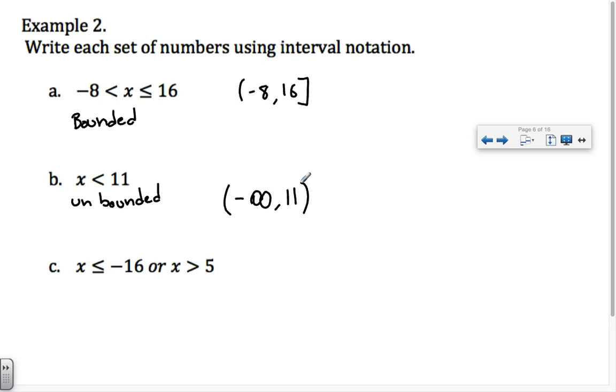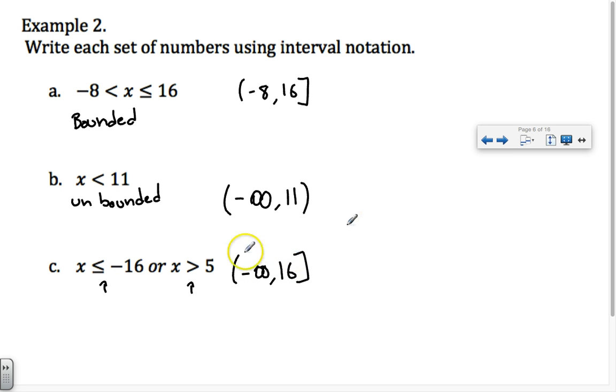Okay. The last one is weird, and we generally don't use this too much, but you should notice it just in case you come across it. So if I say x is less than or equal to negative 16, or x is greater than 5, basically I'm going to treat each one as its own unbounded interval. I know that x is less than or equal to negative 16 is very similar to the earlier one, so it's going to be negative infinity to negative 16, and since the 16 is included, I'm going to use a bracket.